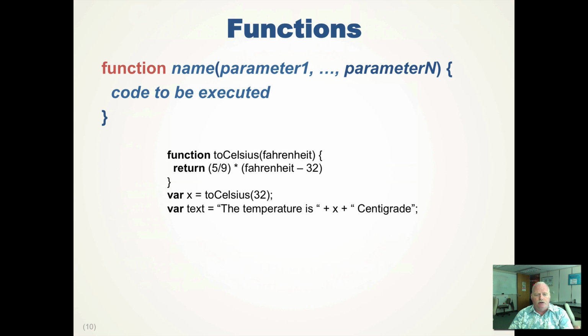So we can set a variable to be the result of converting 32 to Celsius, and then the text is concatenating the string. The temperature is the number, whatever the value is, 0, and a string. And so the resulting variable text is actually a string, doing the automatic conversion or concatenation.